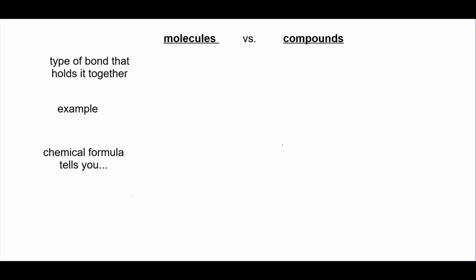Alright, now the first idea to get in your notes is the difference between a molecule and a compound. Molecules are any substance joined together with covalent bonds. Remember, that's two or more nonmetals joined together. Something like carbon dioxide, CO2, that's two different nonmetals, carbon and oxygen, so we know it's held together by covalent bonds. So every single molecule of carbon dioxide is a carbon atom joined to two oxygen atoms.